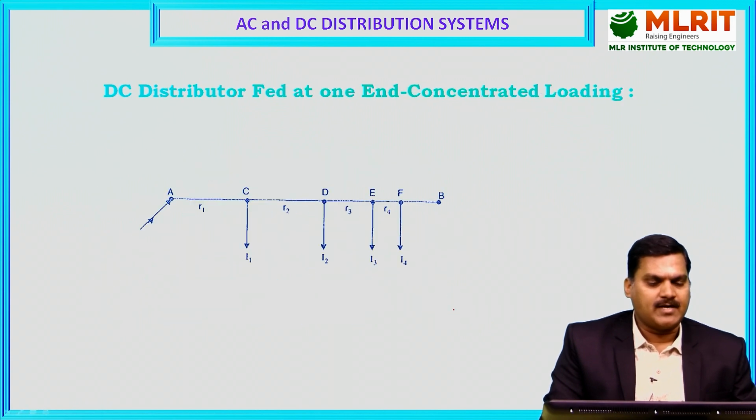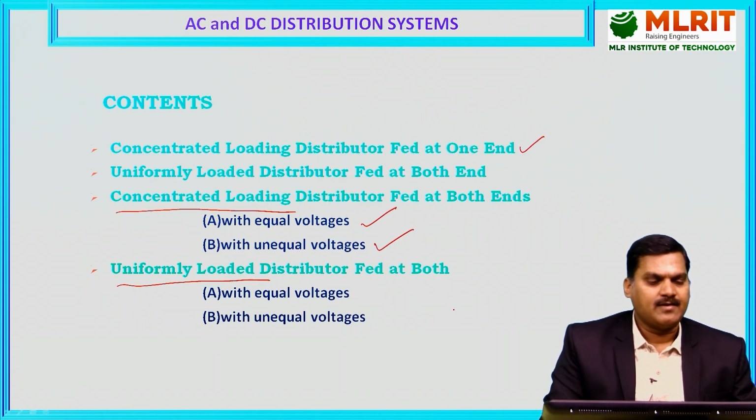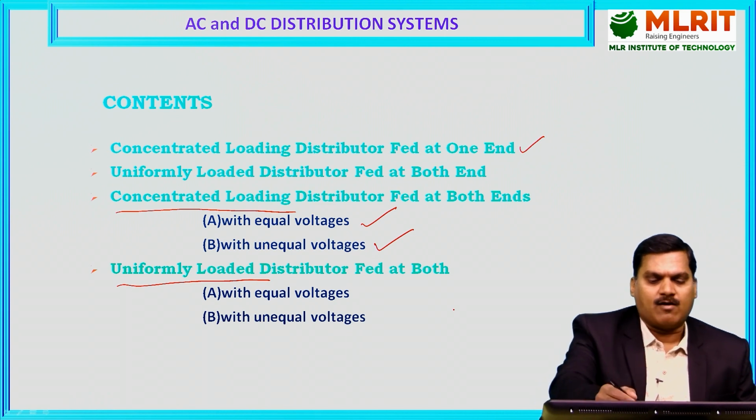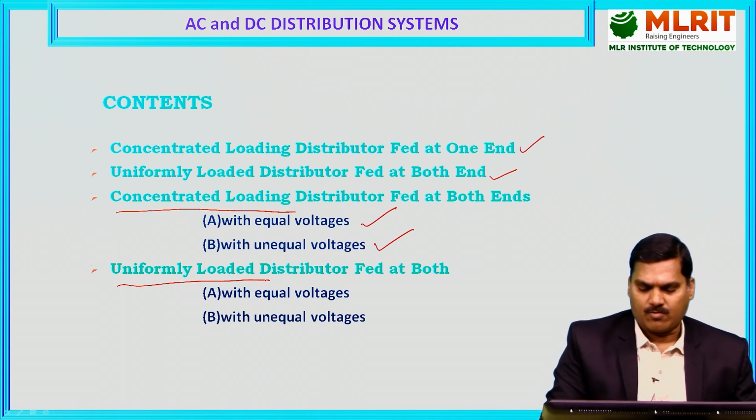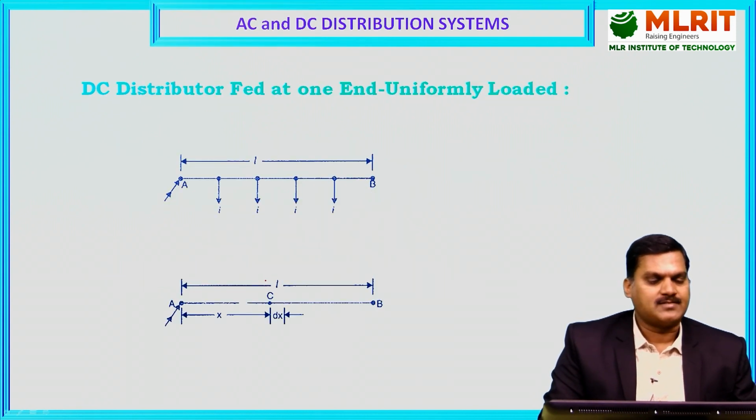So these are the different cases we have seen, different cases with diagrams. These are the schematic diagrams, single line diagrams we can say. So we covered all these different cases: concentrated loading, distributor fed at one end, fed at both ends, equal voltage, unequal voltage, uniformly loaded, concentrated loading. So these are the different cases.